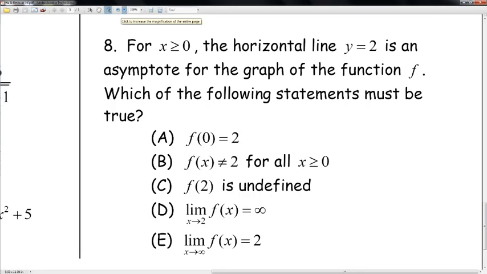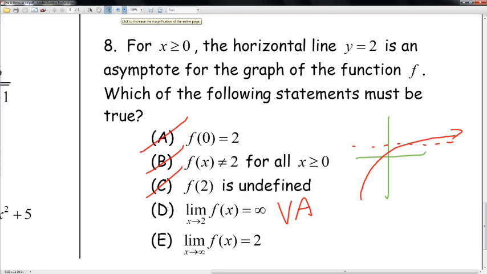For number 8, we're looking at the horizontal line y equals 2, assuming x is bigger than 0. And y equals 2 is a horizontal asymptote. So here's my function. I have a horizontal asymptote. And so f of 0 has to be 2. Well, not necessarily. f of x can't be 2. Well, not necessarily. f of 2 is undefined. Well, not necessarily. D means this is our vertical asymptote, so hopefully you can see why A, B, and C don't work just from the graph that I just drew for you.